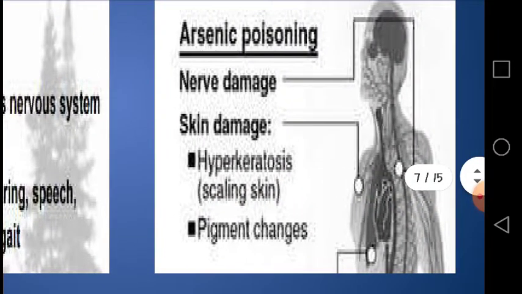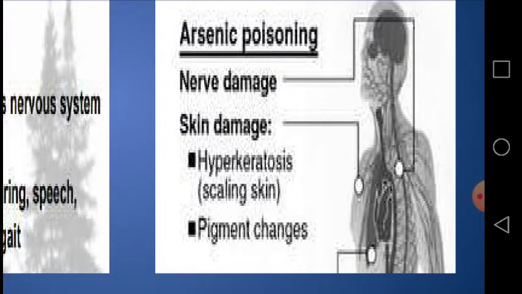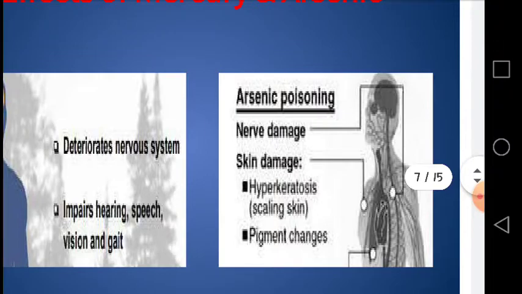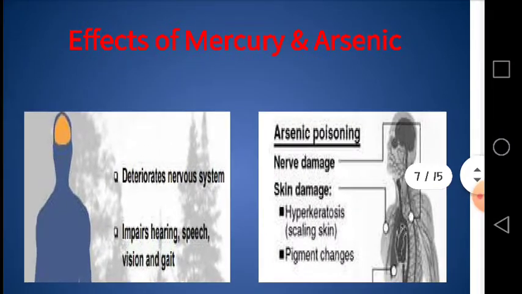On the other side, we are focusing on arsenic poisoning. How is arsenic harmful for human life? It damages our nervous system, damages our skin, and causes pigment changes in the skin. So arsenic and mercury are both very harmful for human life because of these adverse effects.